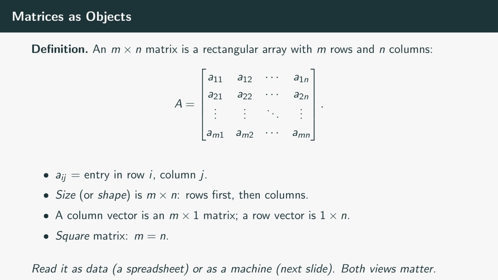Some special cases name themselves. A single column is an m by 1 matrix. That is just a column vector, which means our vectors were matrices all along. A single row is a 1 by n matrix, and when the number of rows equals the number of columns, we call the matrix square. Square matrices are special because they can act on a space and return to the same space. You can read a matrix 2 ways, as data, like a spreadsheet of numbers, or as a machine that transforms vectors. Both readings will earn their keep, and the rest of the episode builds the machine.